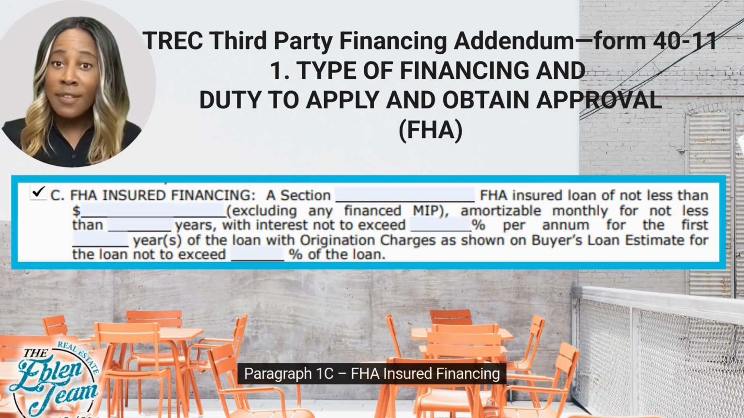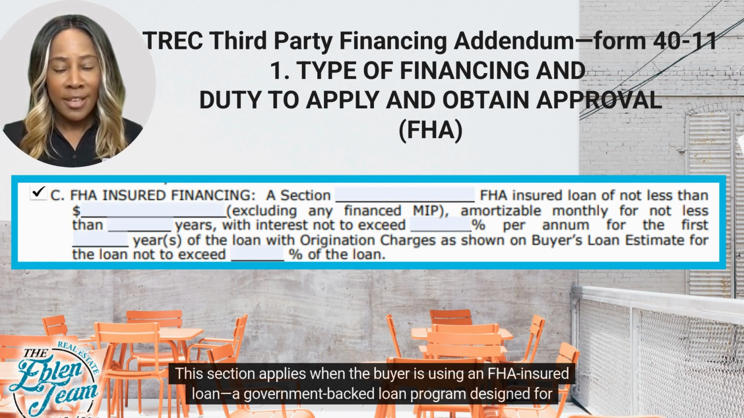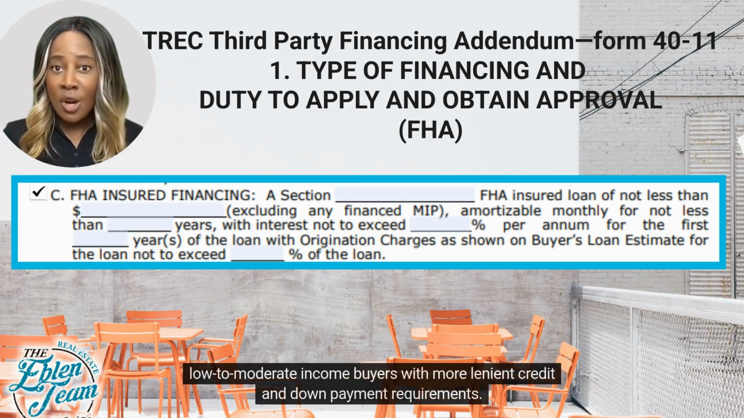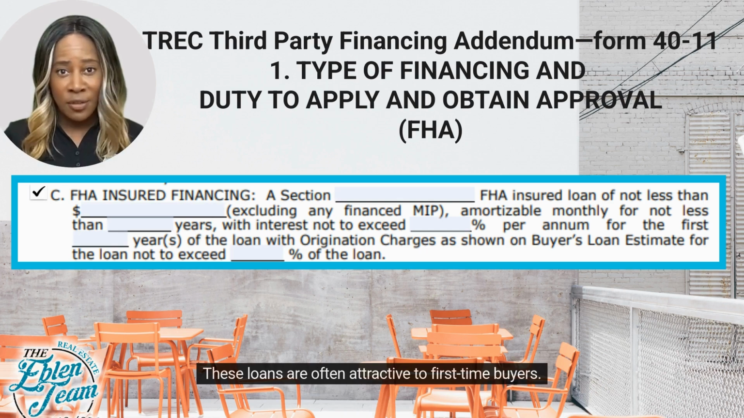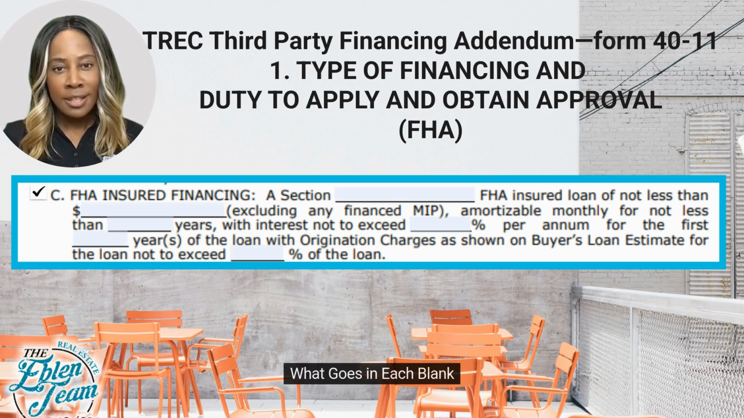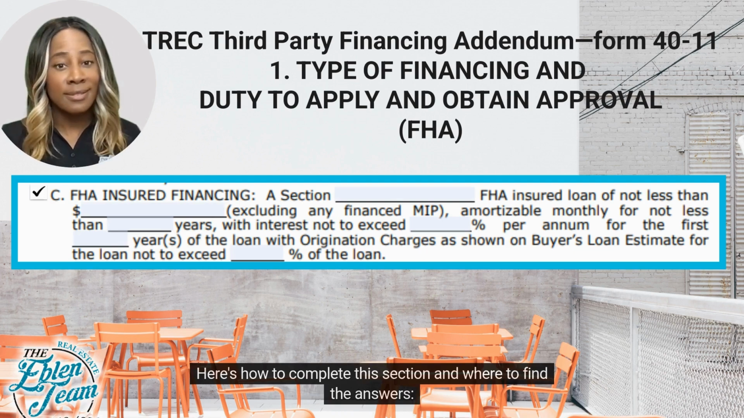Paragraph 1C, FHA Insured Financing. This section applies when the buyer is using an FHA insured loan, a government-backed loan program designed for low to moderate income buyers with more lenient credit and down payment requirements. These loans are often attractive to first-time buyers. What goes in each blank? Here's how to complete this section and where to find the answers.